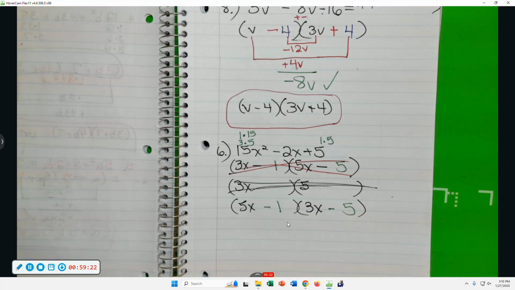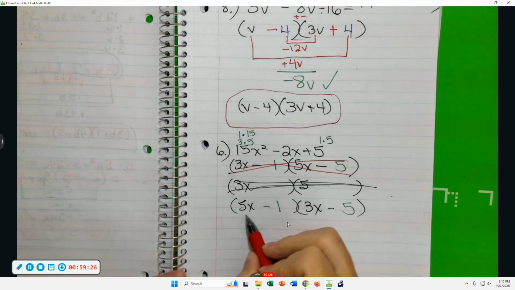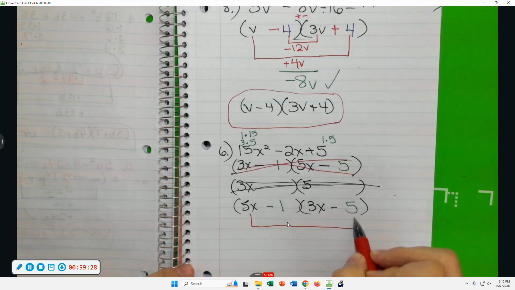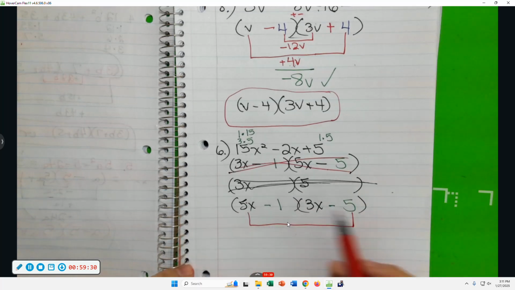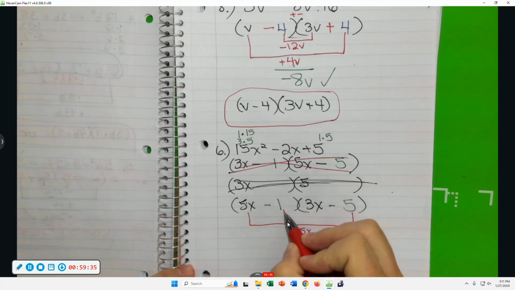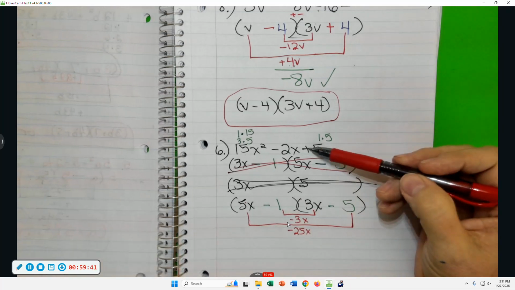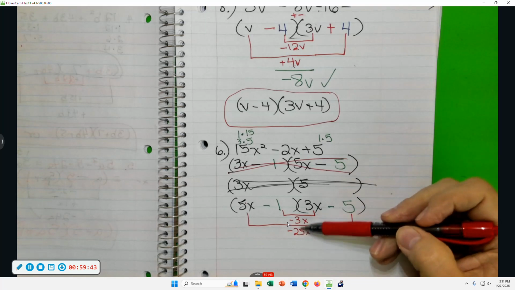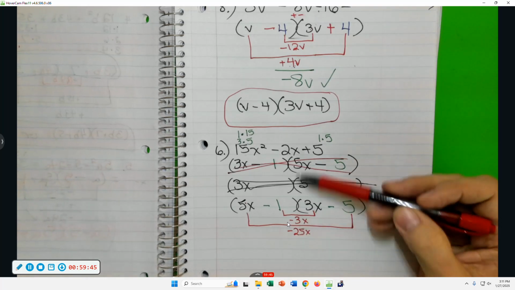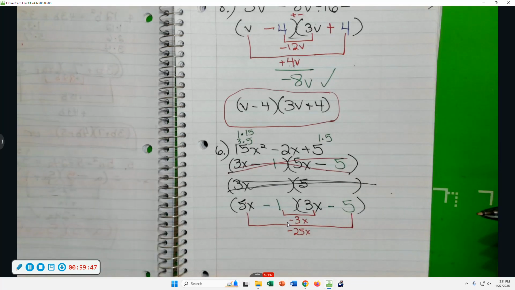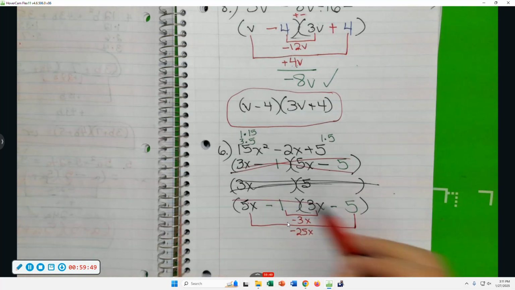I can already tell it isn't. What's the outer product here? -25x. What's the inner product? -3x. And since that sign is a minus, we have to add these. Can we add 3 and 25 to get 2? No, we can't. So this one doesn't work.